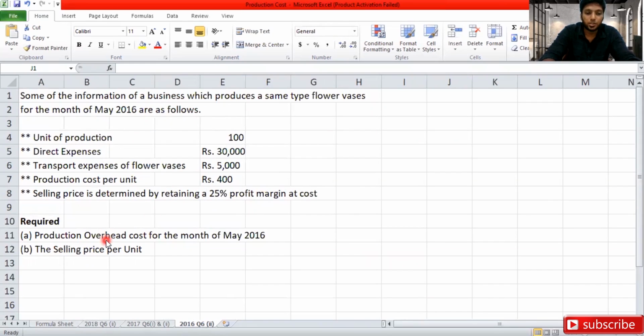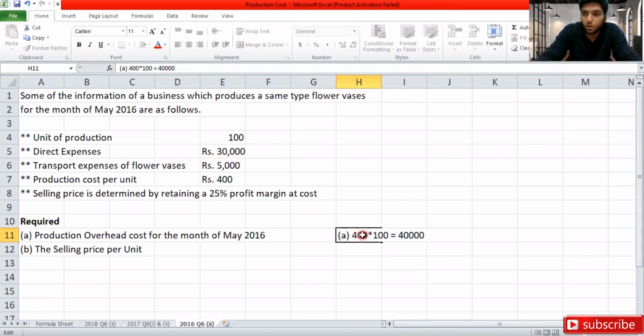Now let's start with the production overhead cost for the month of May 2016. How do you find out production overhead cost? Production cost per unit is given as 400. So if I take 400 into 100, how much will I get? 400 into 100, I will get 40,000, right? So by taking 400 into 100, we find the total production cost. We get 40,000.